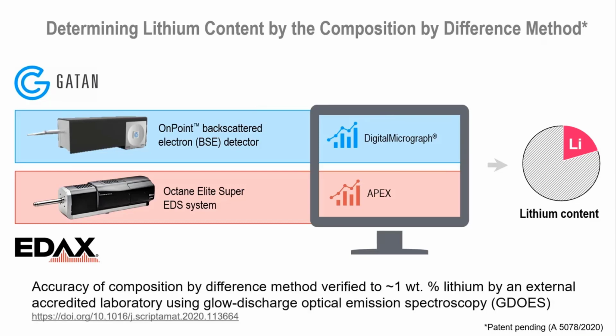Now, this technique, this composition by difference method, has been verified by an external accredited laboratory using glow discharge optical emission spectroscopy. And in that comparison, the results generated by the composition by difference method and the external laboratory agreed to within approximately 1 weight%, so very good accuracy.